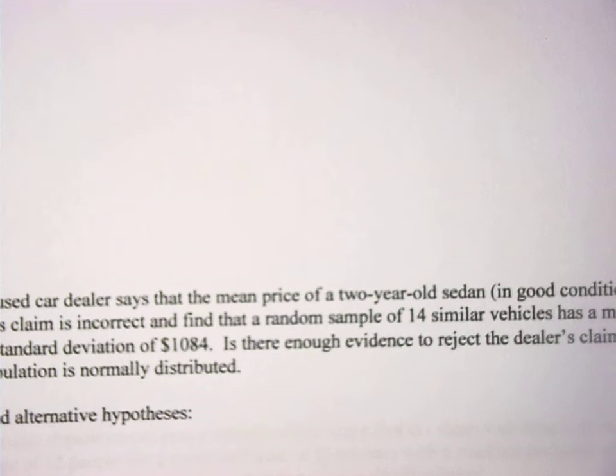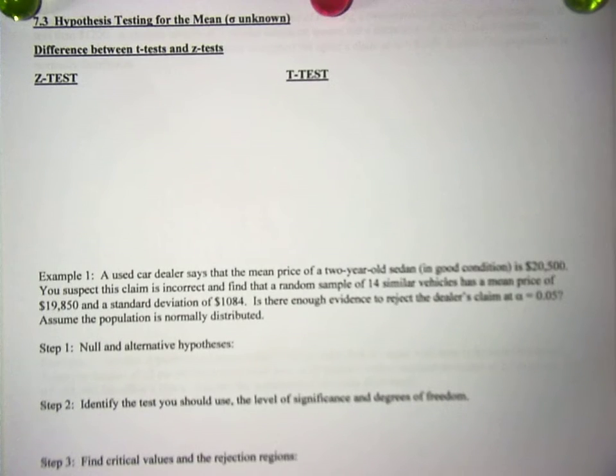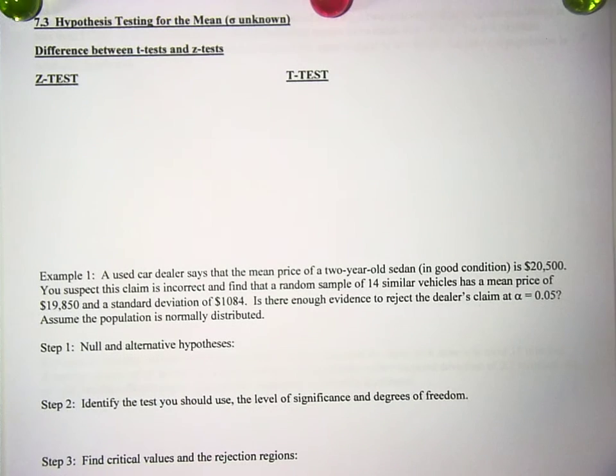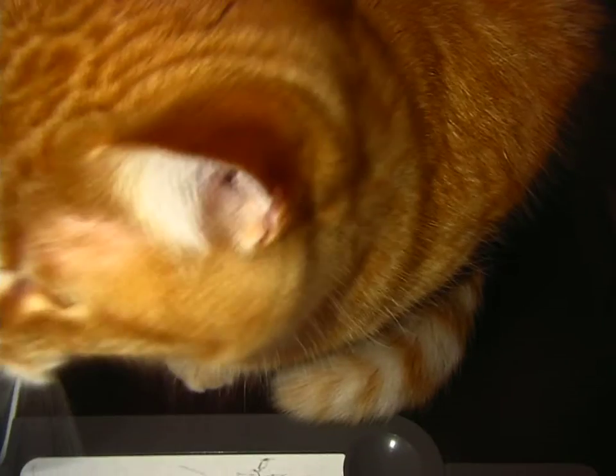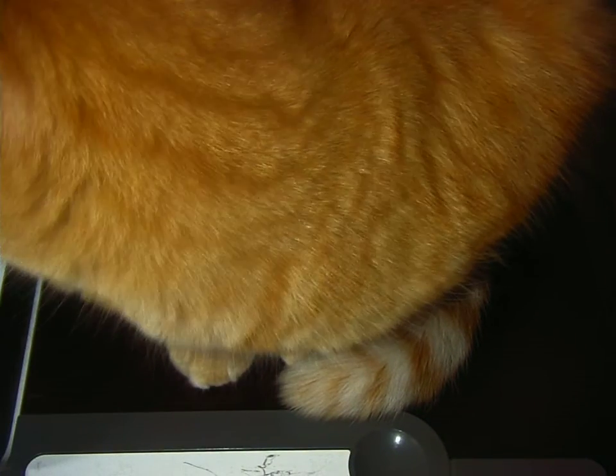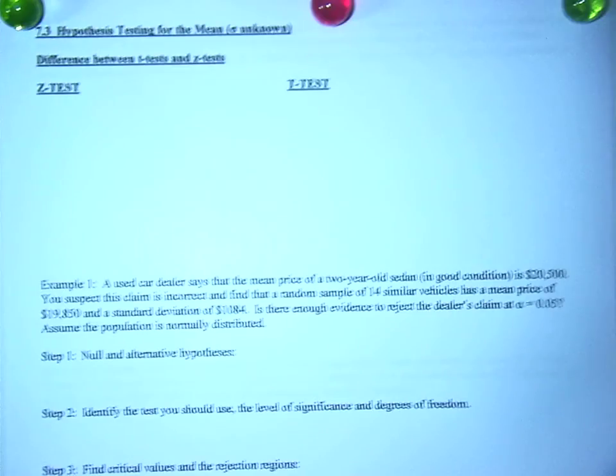Okay, let's talk about 7.3, some hypothesis testing for an unknown sigma. Very exciting. I mean, the cat is literally right there. This is Sparkles. Say hi, Sparkles. Yep, she's down. Okay.